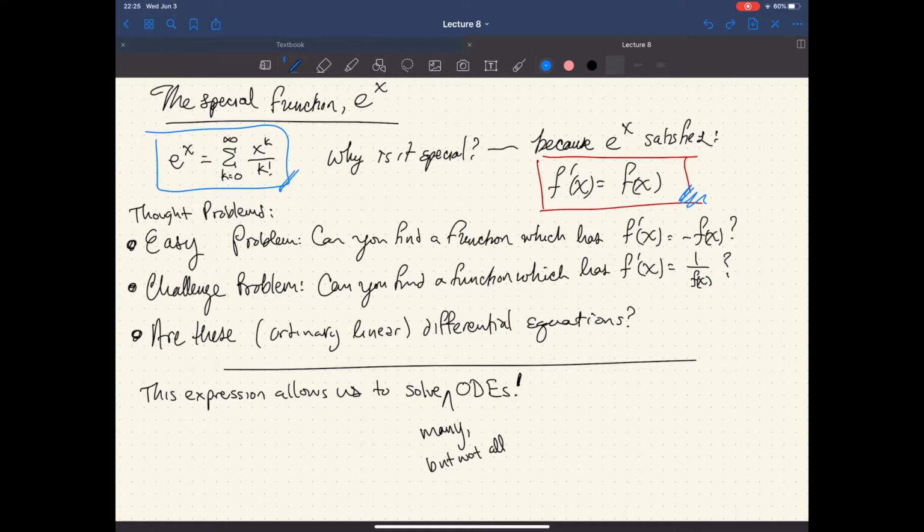So the next question you want to ask yourself is, are these ordinary linear differential equations, or are they even differential equations? We'll get to that because we've got to define it first. But look at these for yourself and come up with what you think the answer is. Post it to Piazza. I don't care.